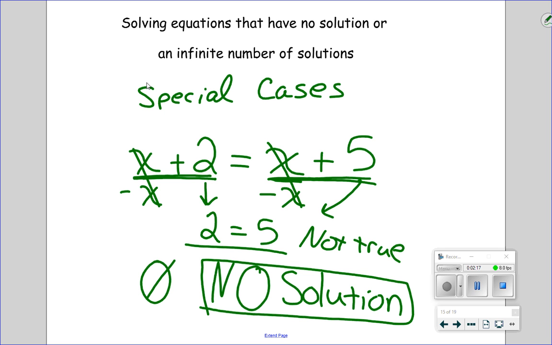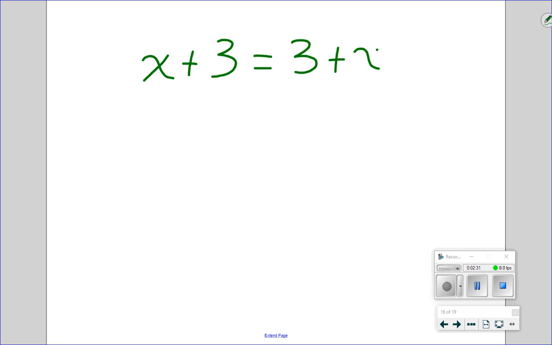Similarly, we have all numbers as a possible solution where it could be anything. That's what an infinite number of solutions means. It means that x could be anything. And an example of that would be this. So here I have x plus 3 equals 3 plus x. Well, taking a number and adding 3 to it is the exact same thing as taking 3 and adding that number to it. It's just the order doesn't matter for addition. That's the commutative property at work.